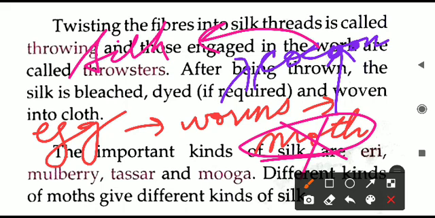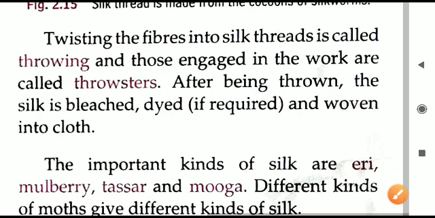So when the moth is inside the cocoon, what do we do? We keep the cocoon in hot, dry air. In the hot air, the moth will die, and then we can use the thread or the silk fibers for manufacturing of clothes.